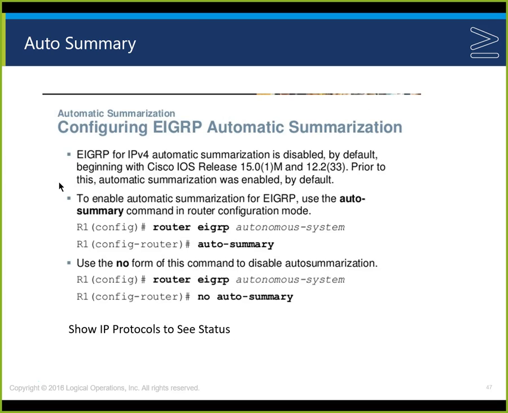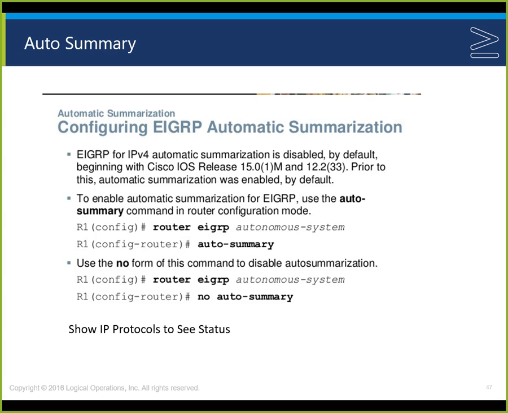Auto summary, and I was confused for a long time because books say auto summary is enabled by default on EIGRP, and the answer is maybe. IPv4 automatic summarization is disabled by default on the newer routers, beginning with IOS release 15.0 and 12.2 update 33. Prior to that, auto summarization was enabled by default. So you just got to look at it.